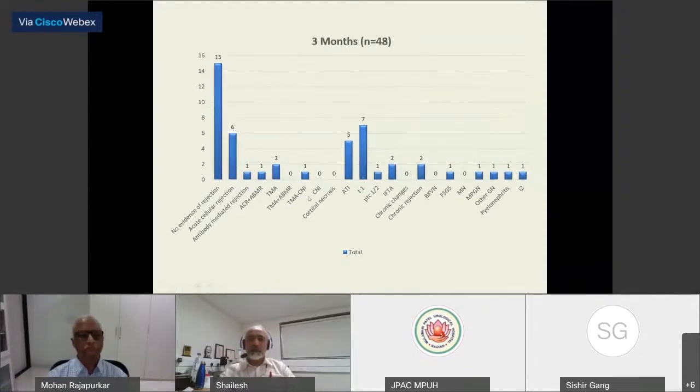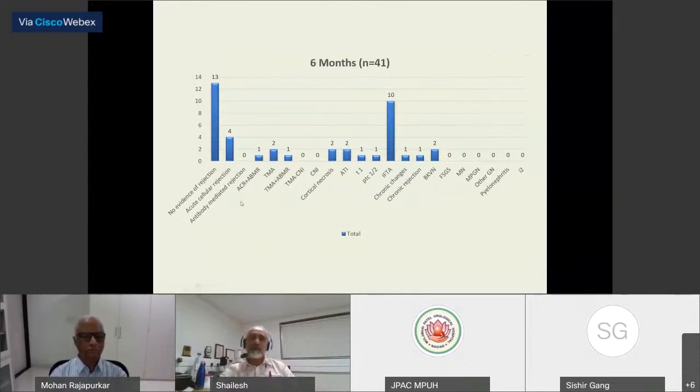From 1 month to 3 months, again we have antibody-mediated rejection, but here we see that cell-mediated rejection is more the case in biopsies from 1 month onward, where we have 6 cases out of 48. 6 cases are proven acute cellular rejection, and some form of tubulitis was identified in 7 cases. And here we can see a couple of cases of glomerulonephritis, and some pyelonephritis was also evident at 3 months.